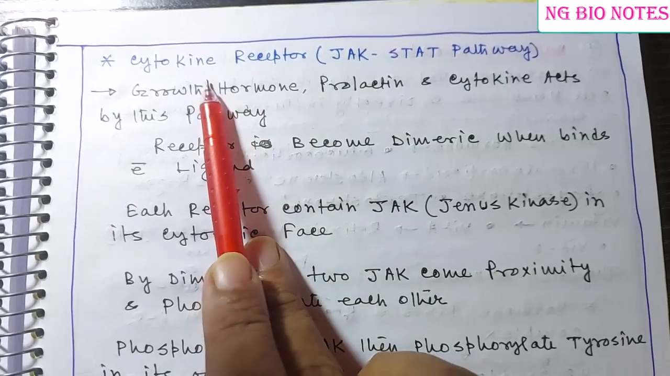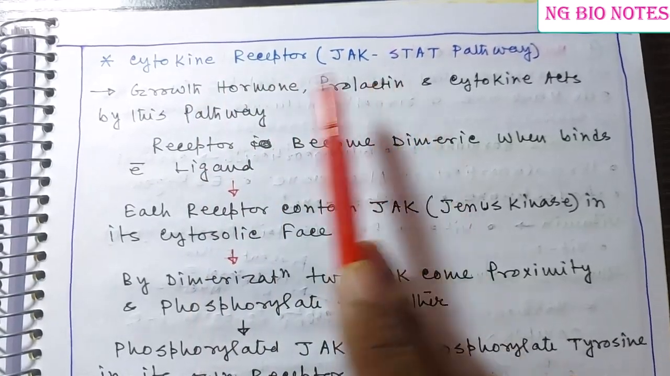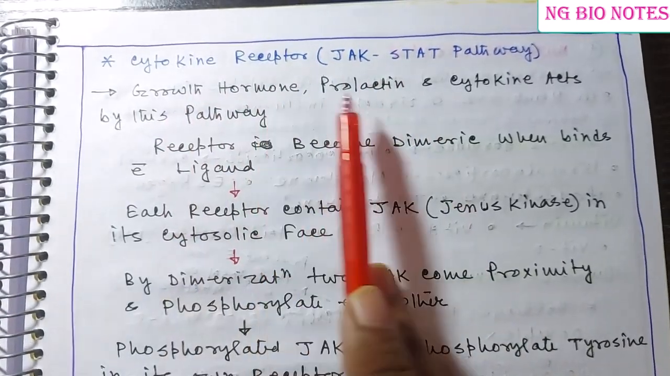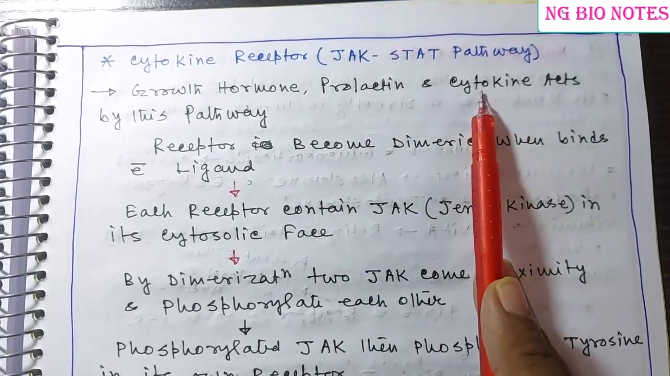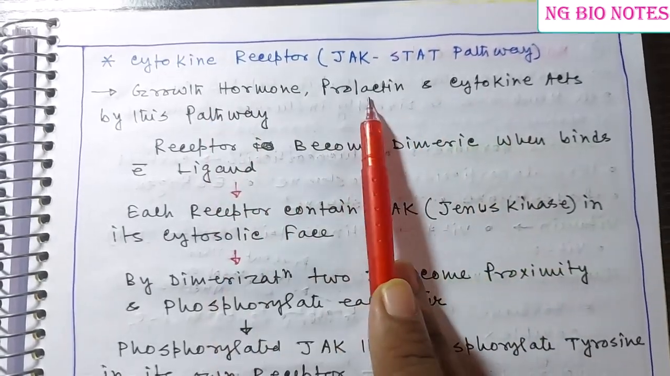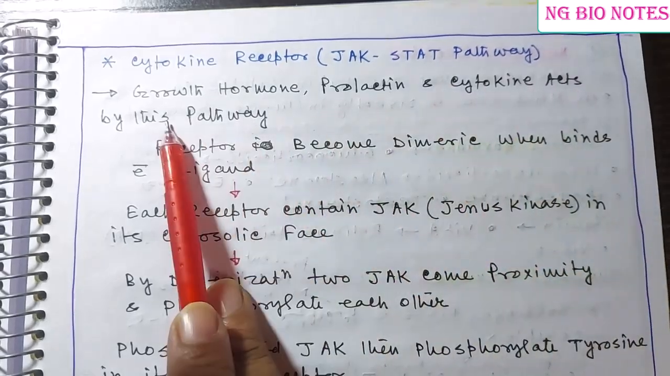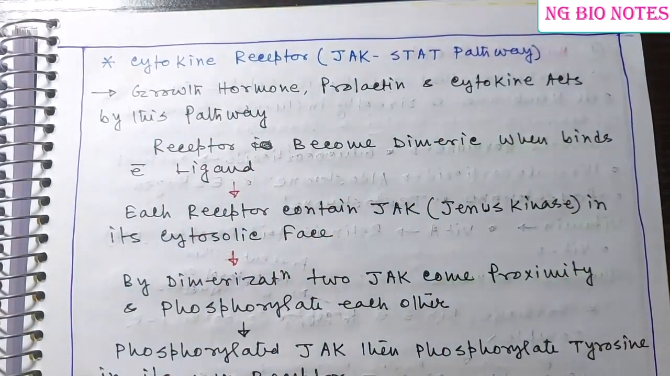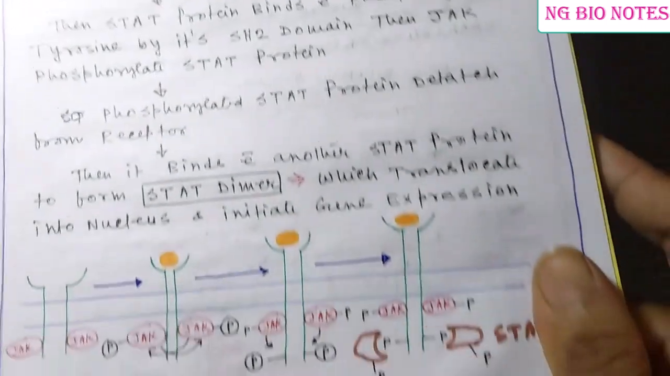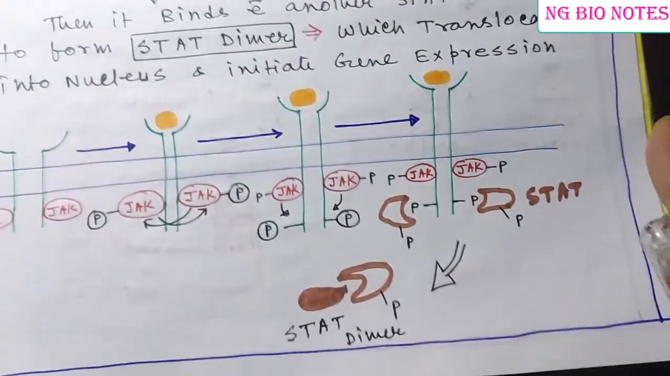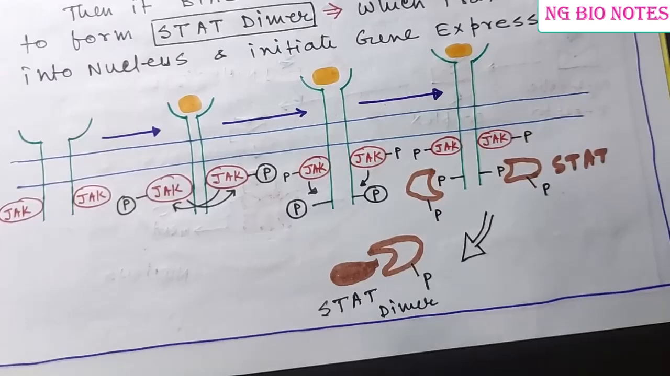Actually, the cytokine receptor will be activated by growth hormone or somatotropic hormone, prolactin hormone, and the cytokines. So growth hormone, prolactin hormone and the cytokines act via this pathway, that is the Jak Stat pathway. Then what will be the Jak Stat pathway? First we will see the diagram of this Jak Stat pathway, right?